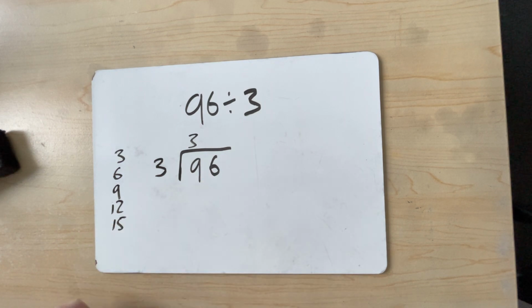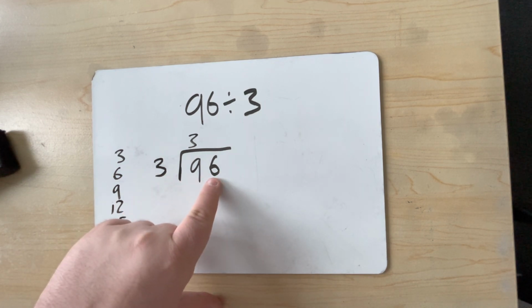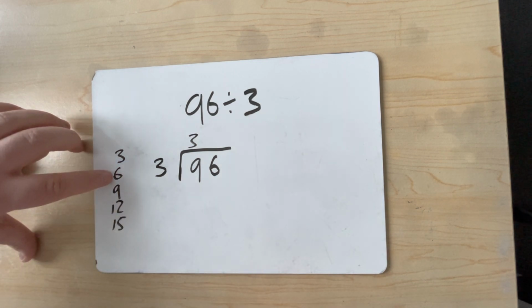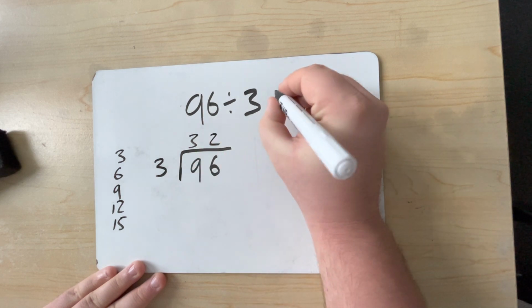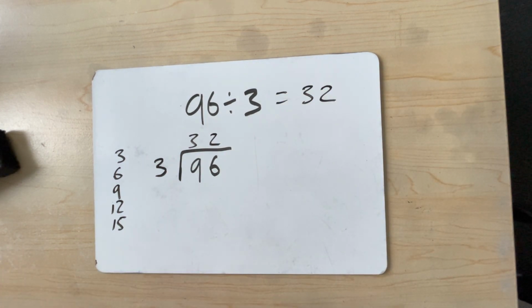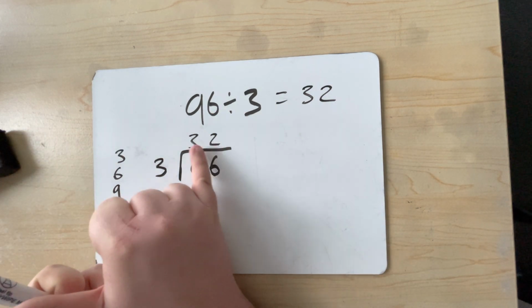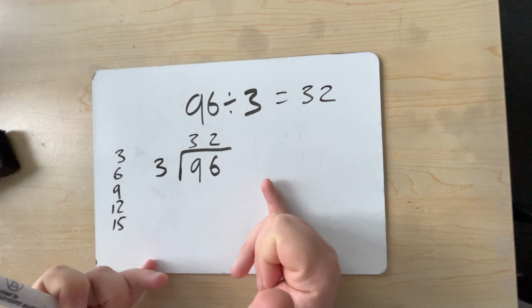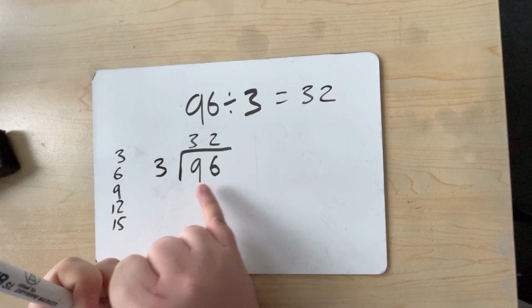We move to the second number. We've got 6. How many times can you make a group of 3 with 6? Well, it's just 2 because there are 2 numbers there. So the answer to the first one here is 32. I'm hoping that one's quite straightforward. And again, it's just taking it step by step. It's not looking at 96 as 96, it's looking at it in terms of 2 separate digits.